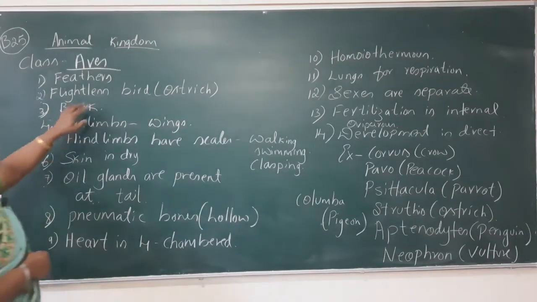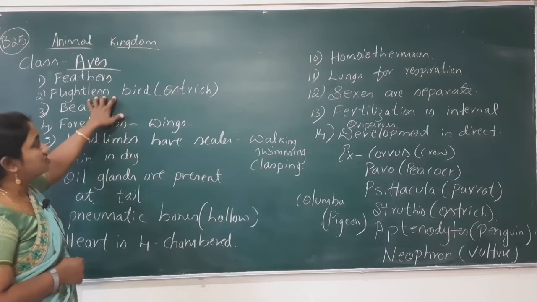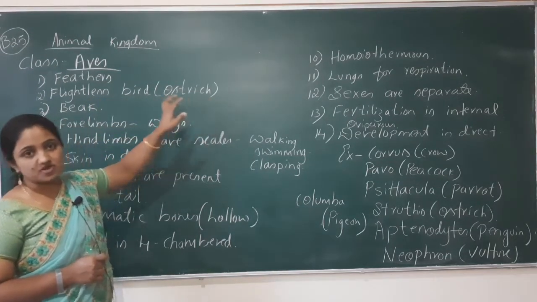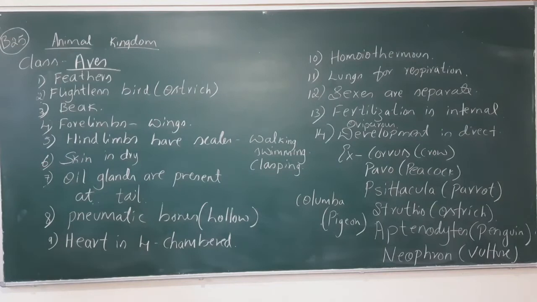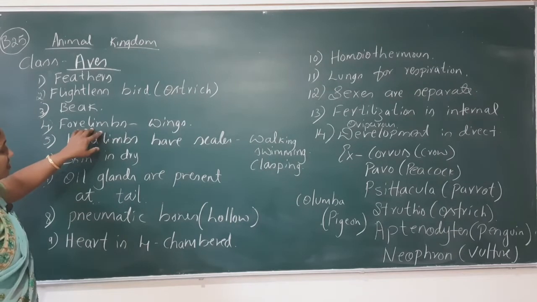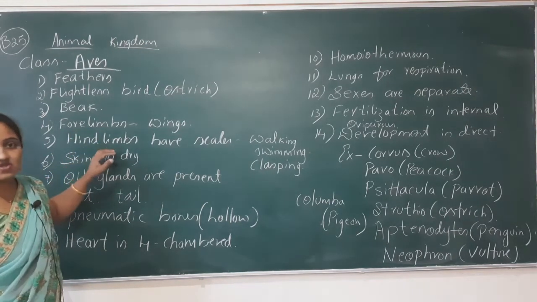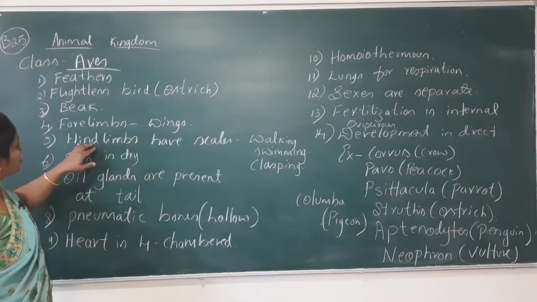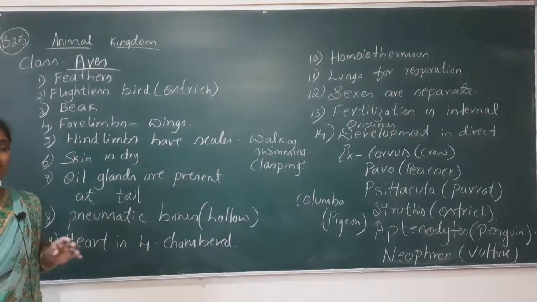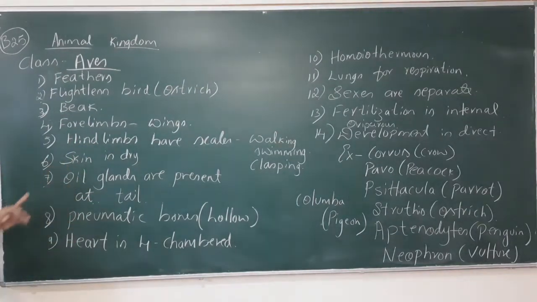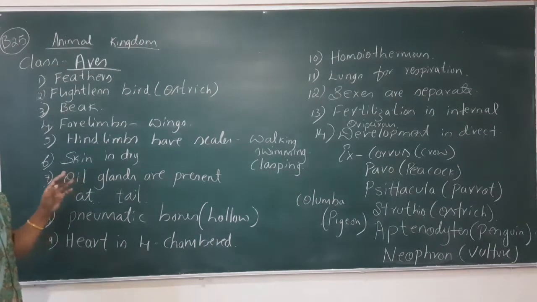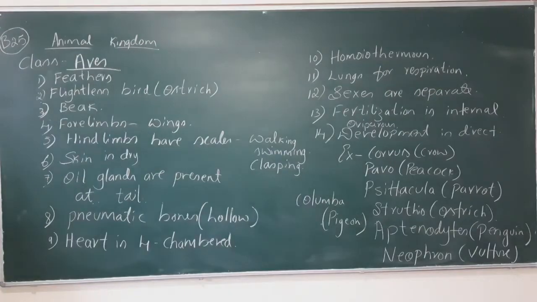So, the characteristic features and examples are as follows. Here, if they ask you to write the flightless bird, you have to write the ostrich because it cannot fly. All the birds have a beak and forelimbs are modified into wings. They have scales on the hind limbs. So write that also. On the hind limbs it possesses scales and the skin is very much dry. Oil glands are present. To compensate that dryness, it has the oil glands. So next we'll see the next class, class Mammalia.